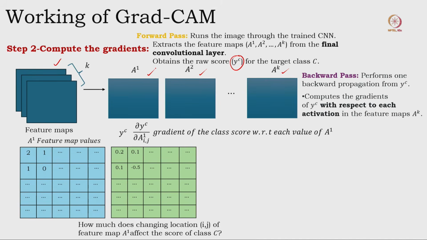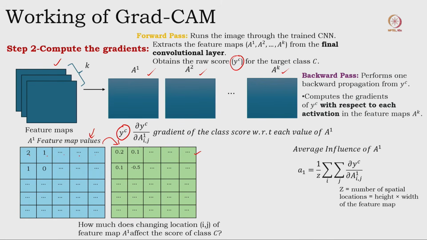For understanding, we are taking one feature map. If these are the values of the feature map, we are going to obtain the gradients of it. How are we calculating the gradient? It is the derivative of this class score yc with respect to every value here. Then we obtain this.